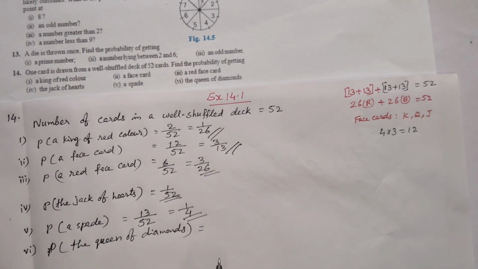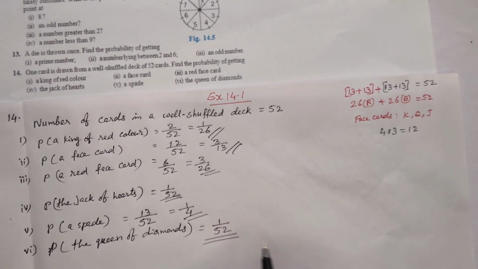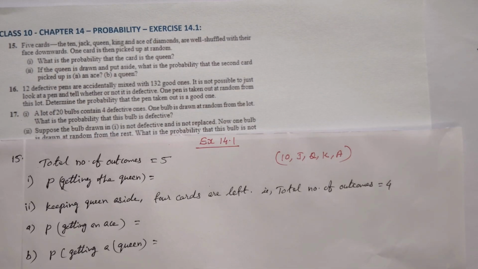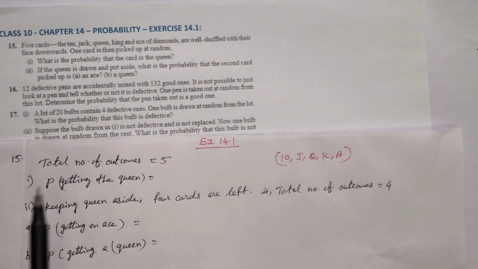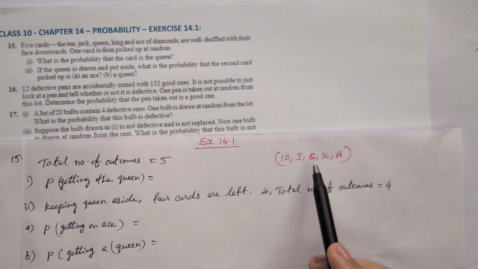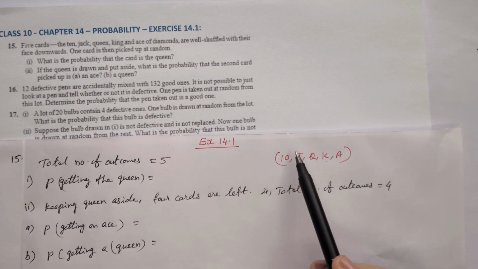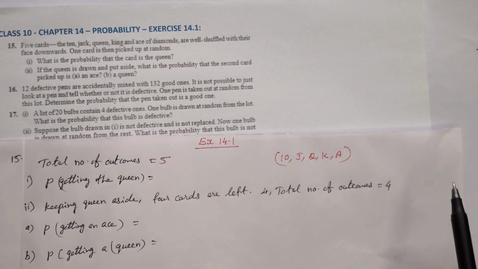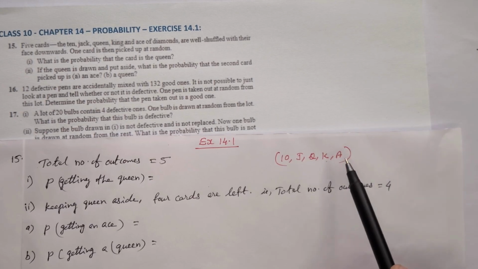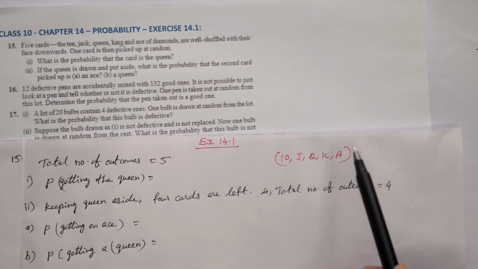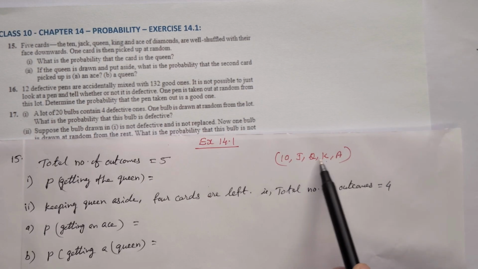The queen of diamonds. In the diamond set, there is only one queen, so 1 by 52. Question number 15. 5 cards, the 10, jack, queen, king and ace of diamonds are well shuffled with their faces cards down. One card is then picked up at random. So here total 5 cards are there.